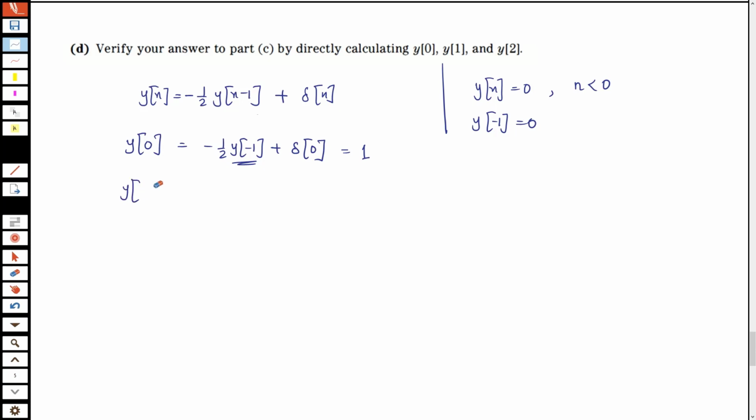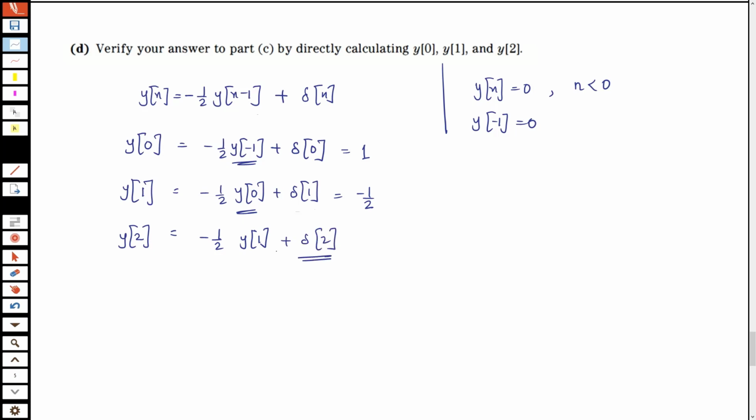All right. Y of 1 would be what? Minus half y0 plus delta 1. We know that delta 1 is 0 and y0 is 1. That means this is minus half. What is y2? Y2 is minus half y1 plus delta 2. We know that delta 2 is 0. Y1 is minus half. So minus half into minus half is 1 by 4.